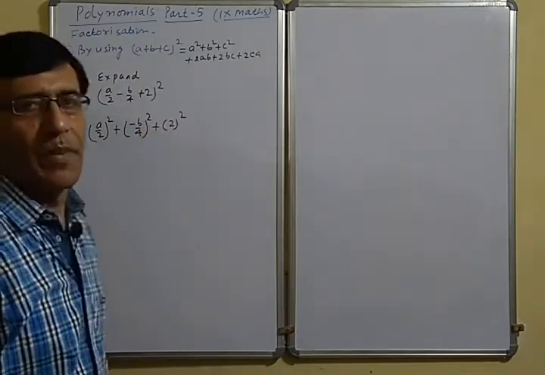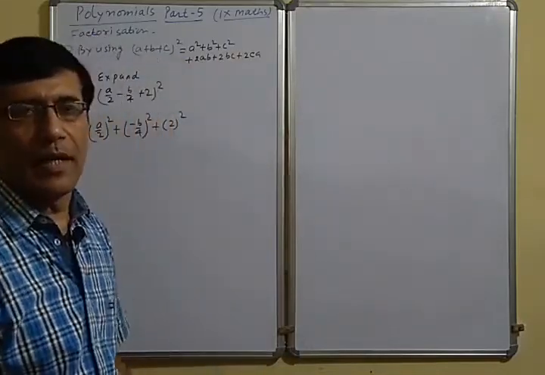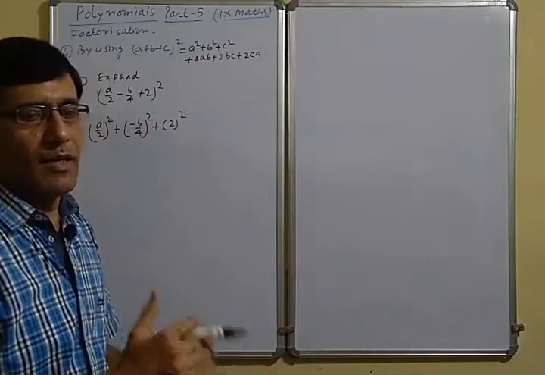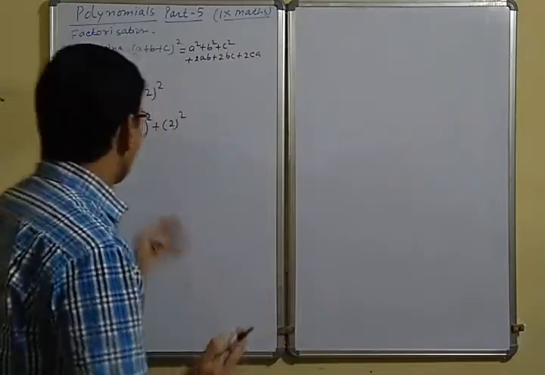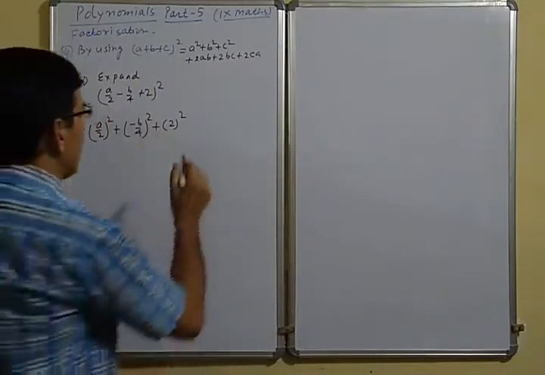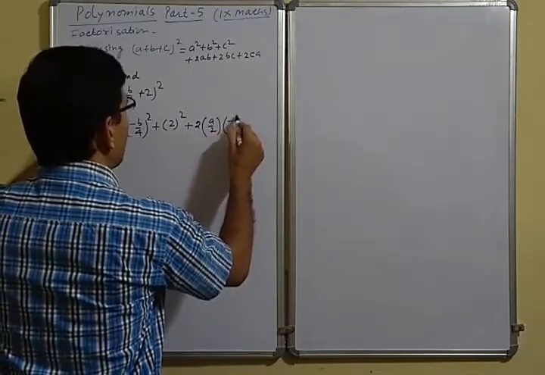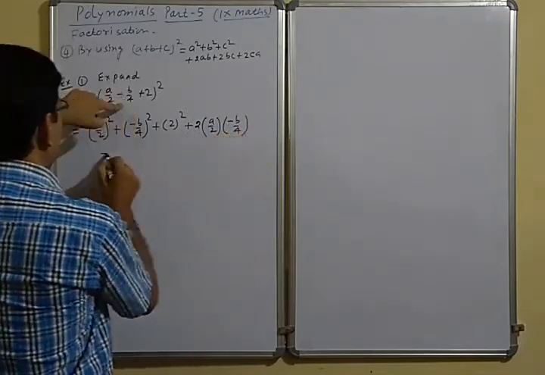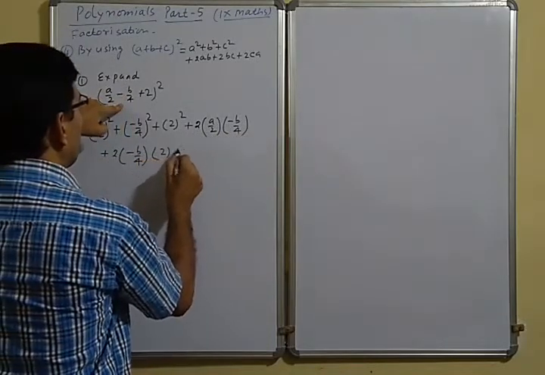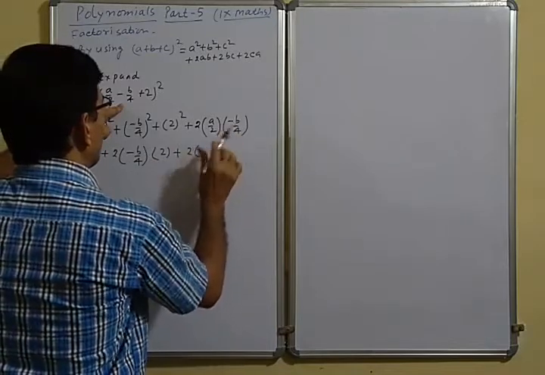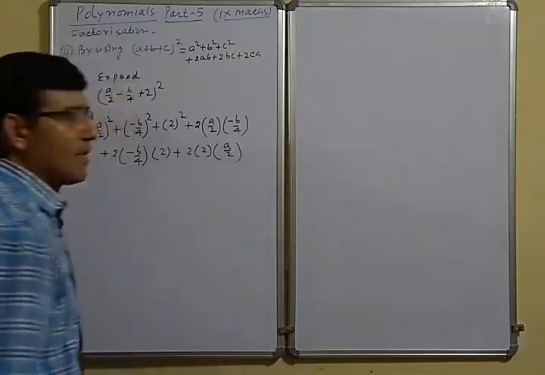Always use brackets if you are using this lengthy formula. Here some squares are there and some multiples are there, so it is better to always use small brackets. So a square plus b square plus c square plus 2ab. A is a/2 and b is minus b/4, plus 2bc, b is minus b/4 and c is 2, plus 2ca. C is 2 and a is a/2. So this is the expansion.